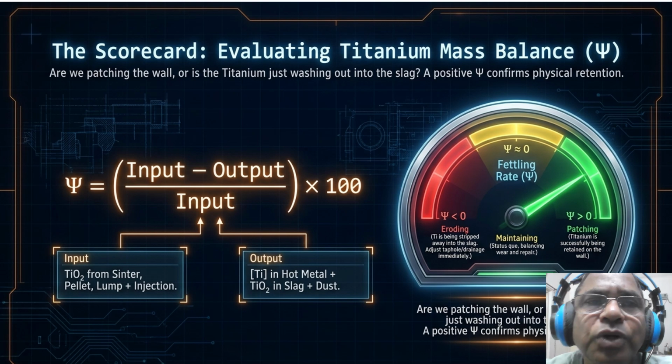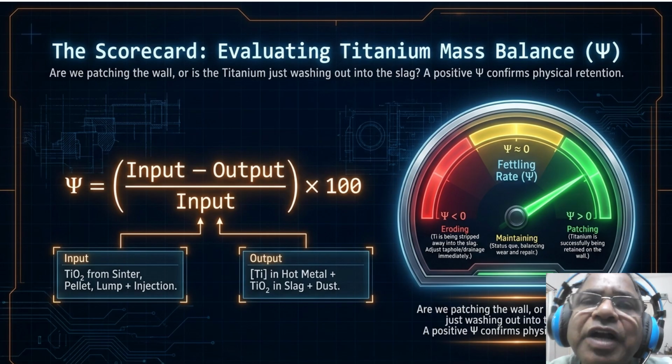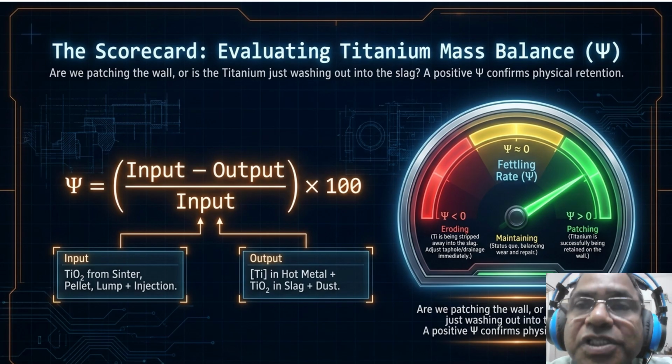Yeah, this is our scorecard, which is evaluating titanium mass balance. Are we patching towards the wall, or is the titanium just washing out? We use the fettling rate, which is also very important, and it's simply input minus output divided by input. Your inputs are TiO2 from sinter, pellet or injection. Your outputs are Ti in the metal and TiO2 in the slag.